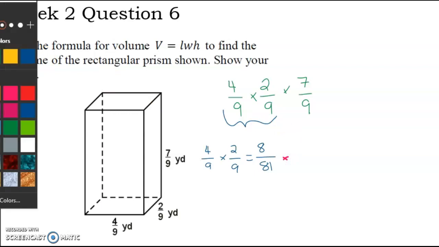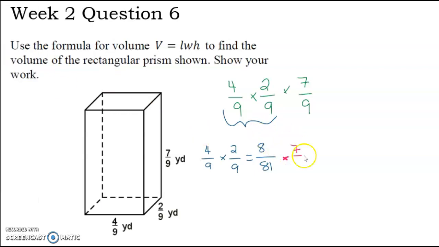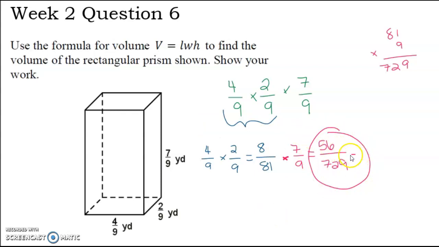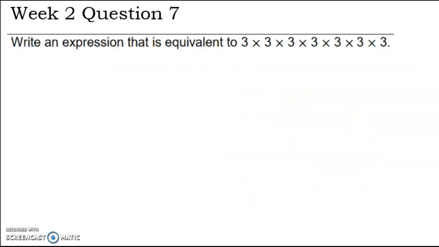Times 7/9. We have 8 and 7, which is 56. And then we have 81 times 9. This I do not know off the top of my head. So 9 times 1 is 9. 9 times 8 is 72. So this is 729. That is as simple as we can go. Except you'll see yards cubed. Sorry, that's it.